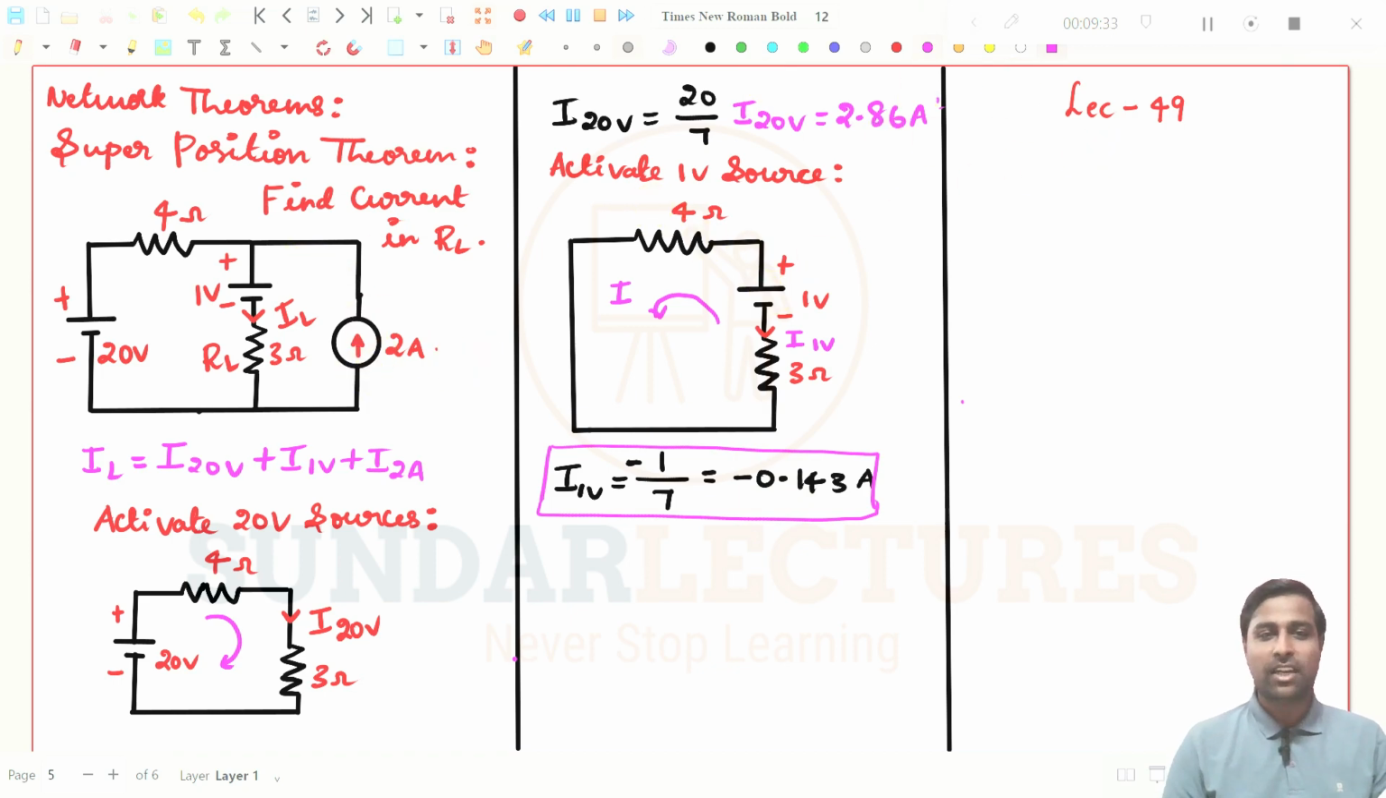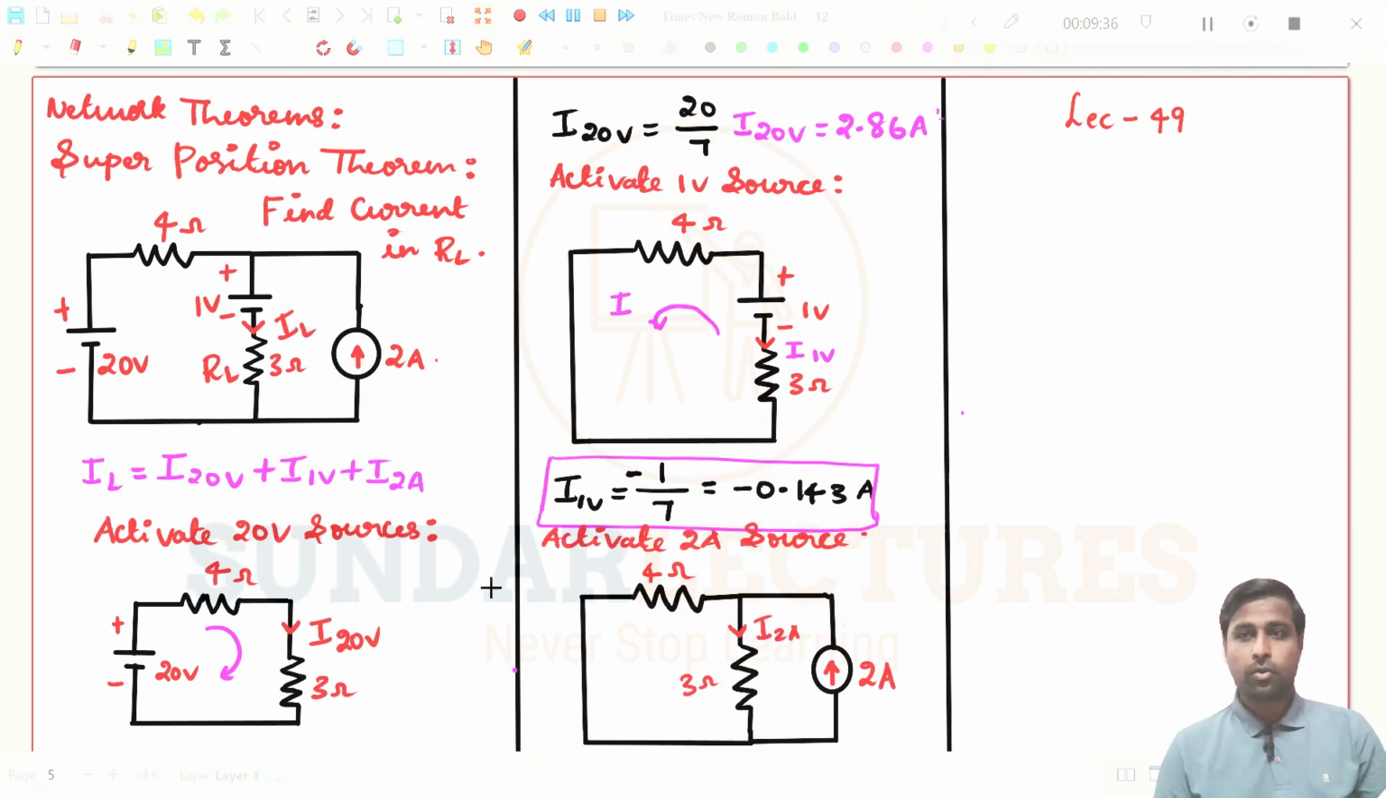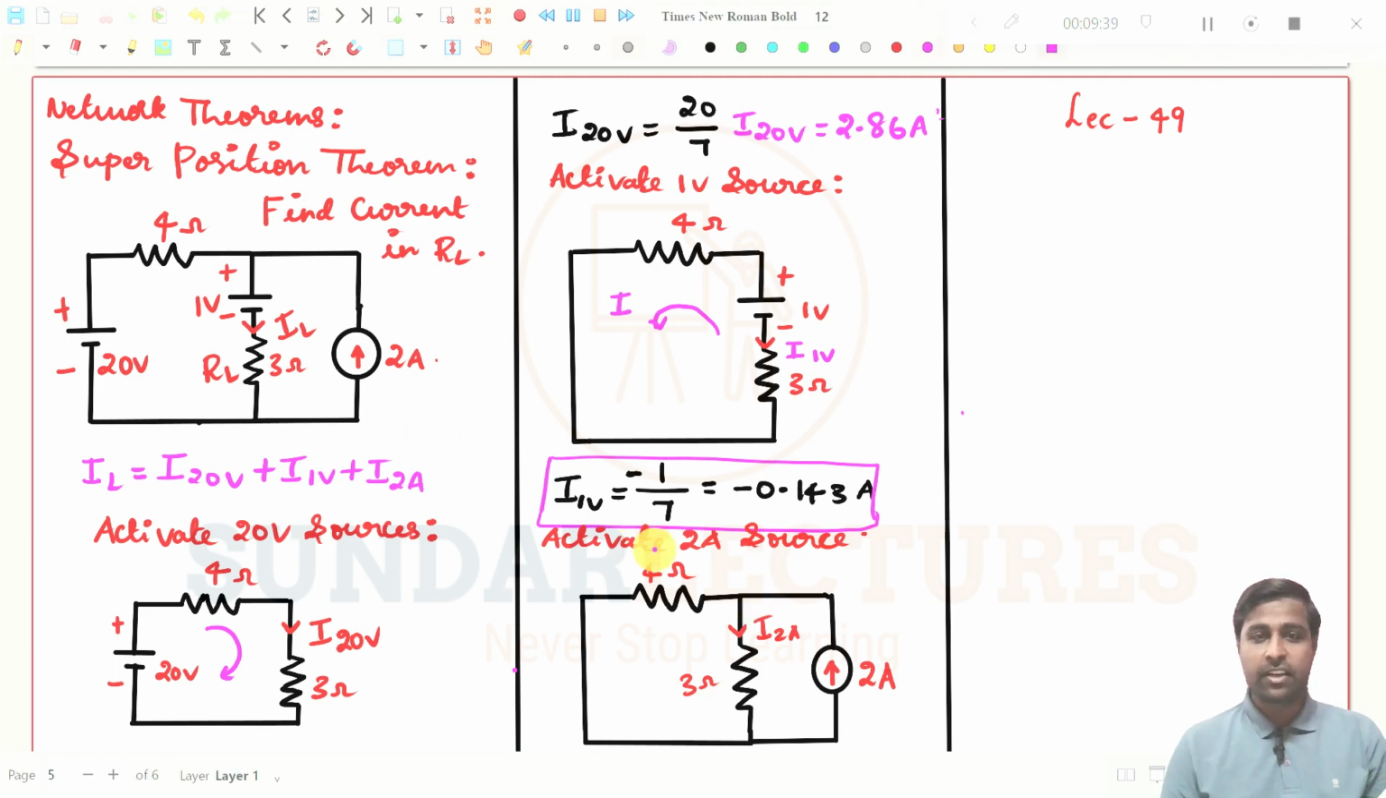I need to activate the 2 ampere source. Now I have taken the 2 ampere source and deactivated the 1 volt and 20 volt sources, and I need to find the current in this direction in the 3 ohm resistance. Here your current is flowing in this way, so obviously the natural current will flow in this direction. Whatever answer you get here will be a positive answer.